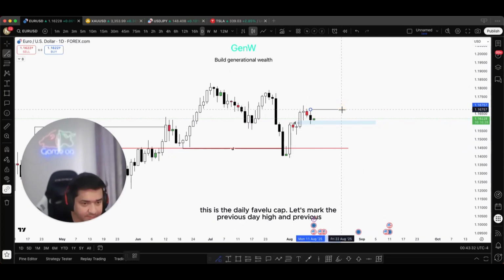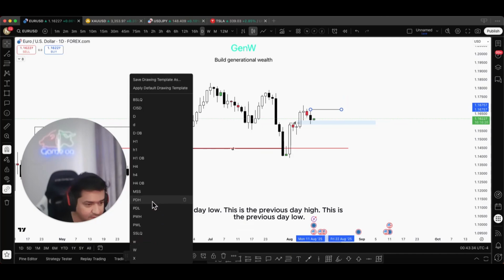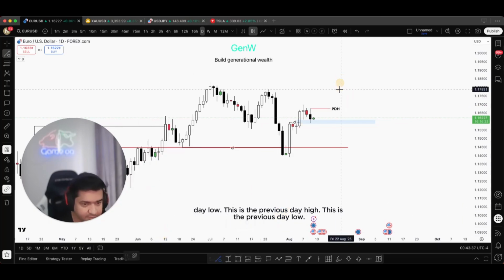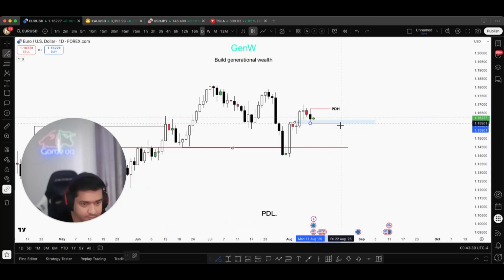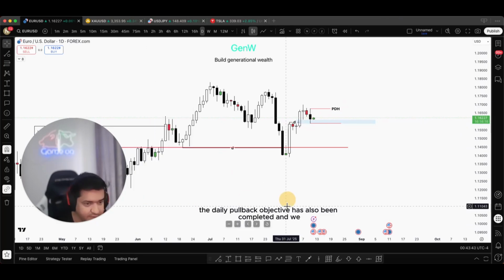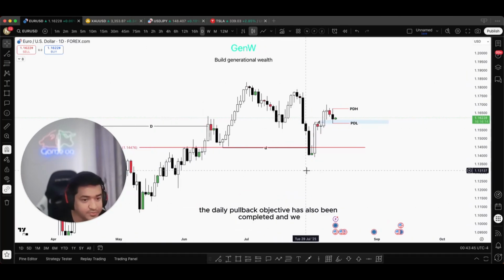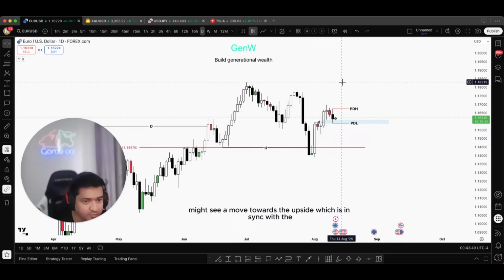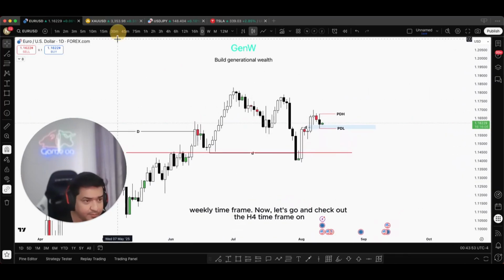Let's mark the previous day high and previous day low. This is the previous day high. This is the previous day low, PDL. The daily pullback objective has also been completed, and we might see a move towards the upside, which is in sync with the weekly time frame.